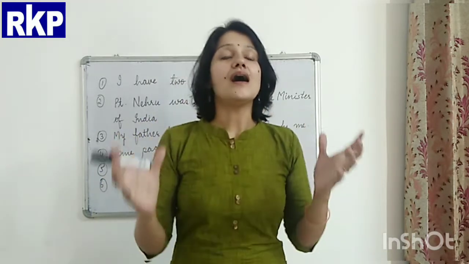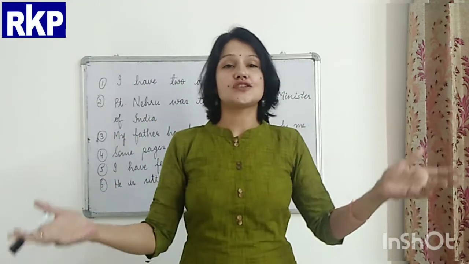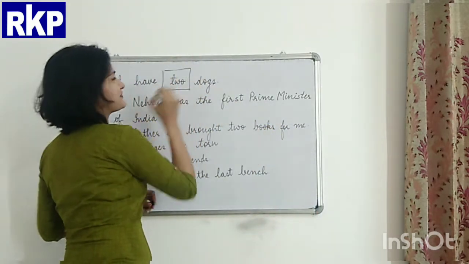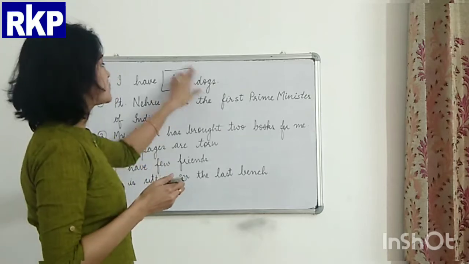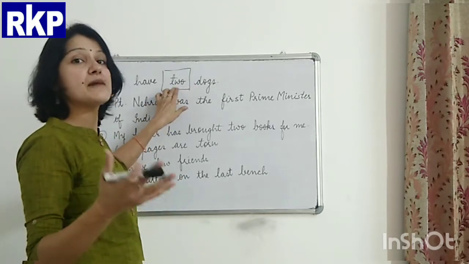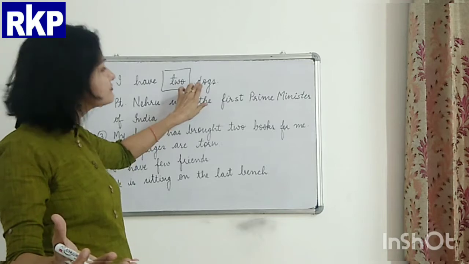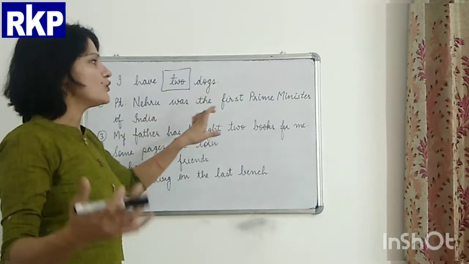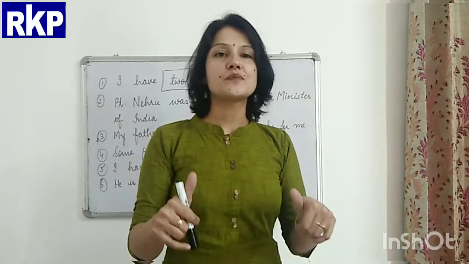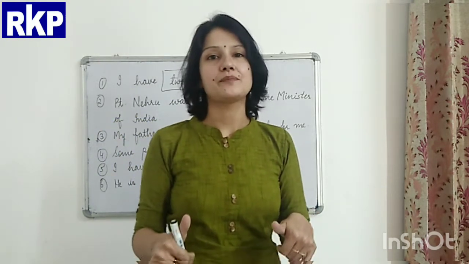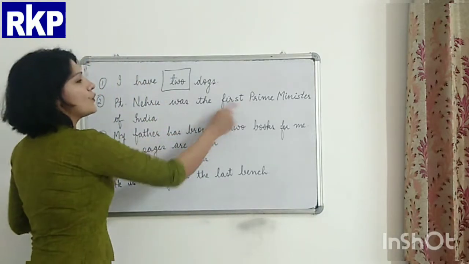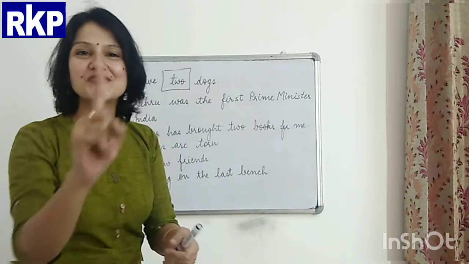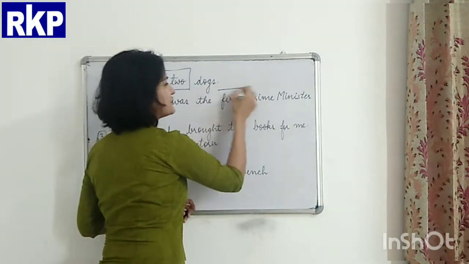Now how many dogs do I have? I have 2 dogs. So this word is telling us about the number of dogs. Next is, Pandit Nehru was the first Prime Minister of India. Now, which Prime Minister? Yes, first.